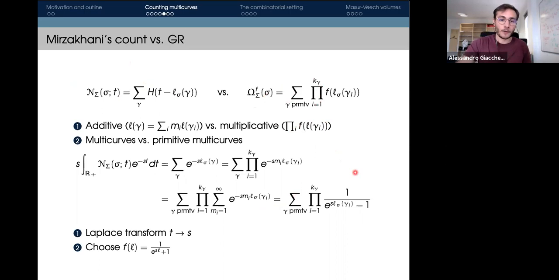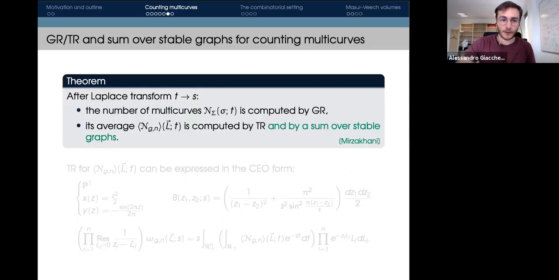recursion. So the punchline of this is that, well, after Laplace transform, we can compute the number of multicurves by geometric recursion, and we can compute its average using topological recursion. And we can also compute it using some over stable graphs. And this fact was actually known to Mirzakhani, was present there in one of her works.